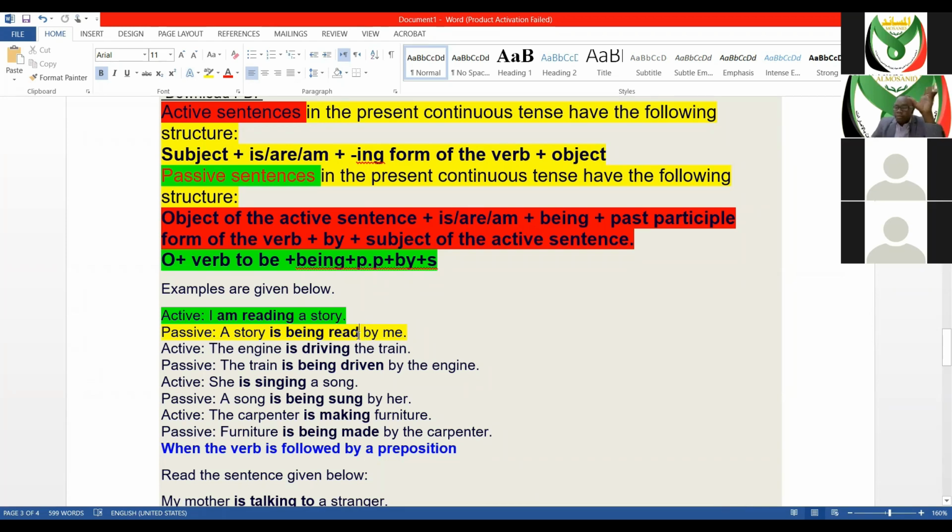المهم إنه الفعل الأوبجكت and the verb to be plus being plus past participle, and this shows that this sentence is in a passive voice. Okay, a story is being read by me.